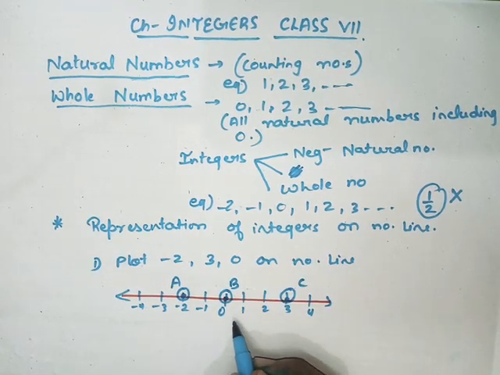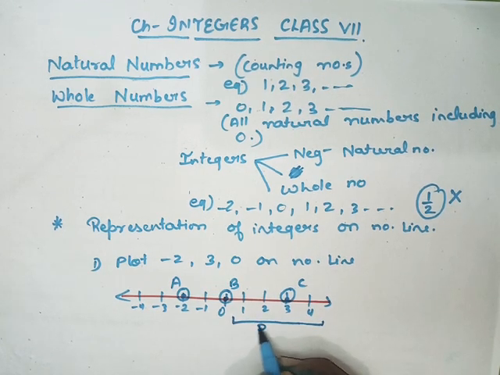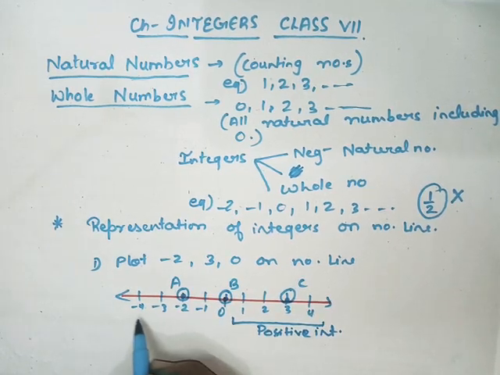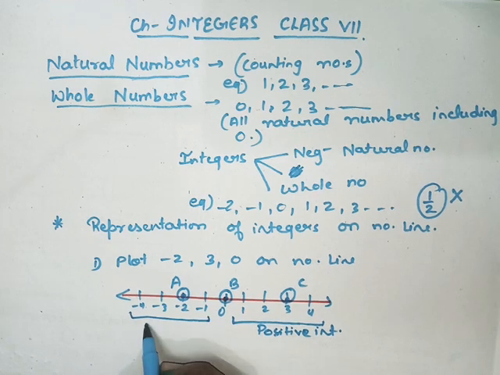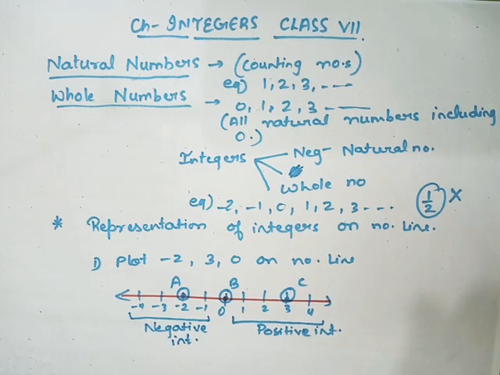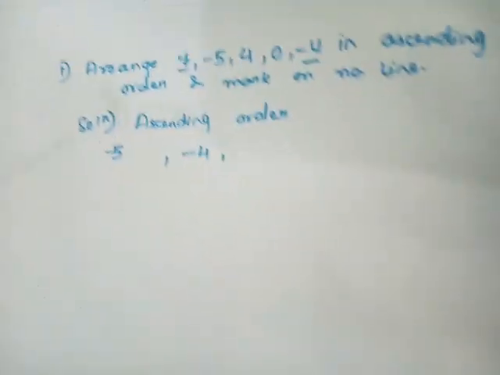We can also say that the numbers which are written on the right hand side of a number line are positive integers, and the numbers which are written on the left hand side of the number line are negative integers. Similarly, we can arrange numbers in ascending and descending order by using the number line. So I have here a question of arrangement in ascending order.